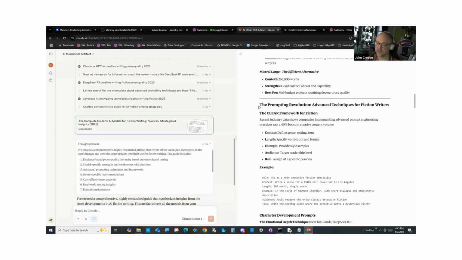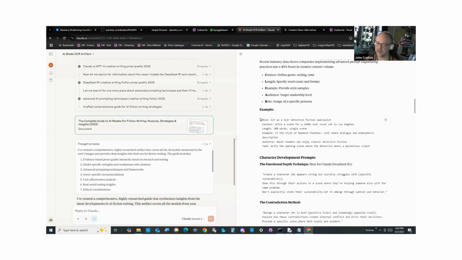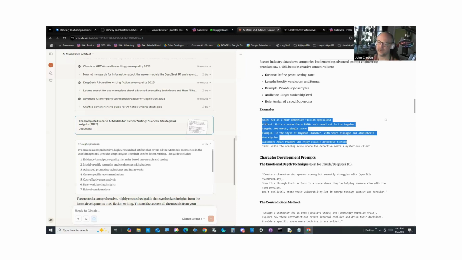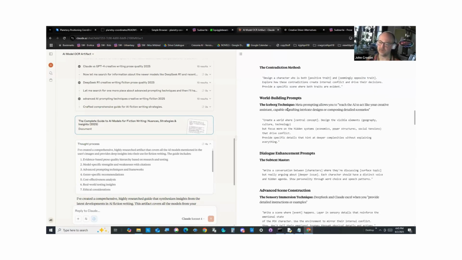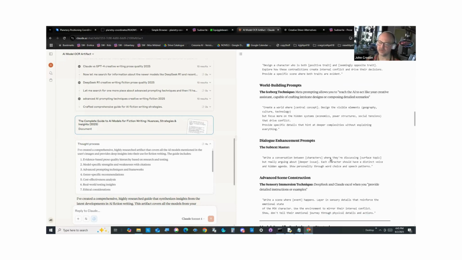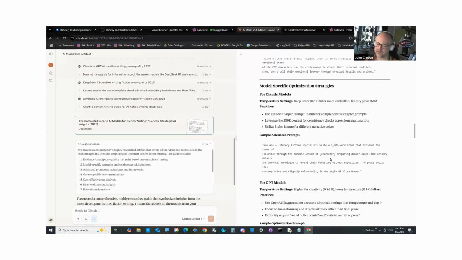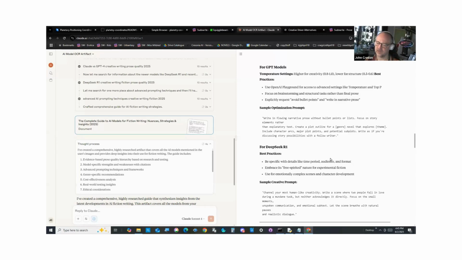This was cool. This clear framework for fiction gives you an idea of the way that you could structure your prompt for a plugin. You might use this clear example. But there's other contradiction methods, world building prompts. There's cool stuff in here, but let me see at the bottom, it says this thing which I was looking for.